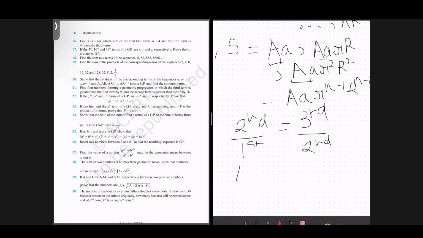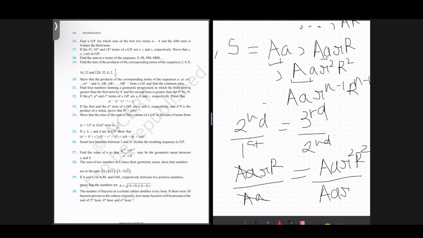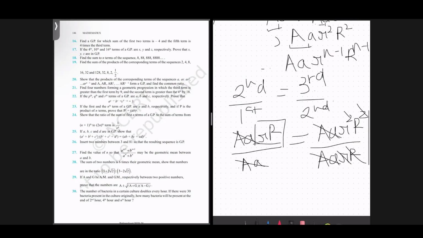So the second term is this, right? And the first term is small a, capital A. A gets cancelled. So on the LHS, you have small r, capital R, and the third term divided by the second term is going to be a capital A r square capital R square, and the second term is a capital A r capital R, right? A and A get cancelled, r gets cancelled one time, and similarly on the RHS also you have small r, capital R. So small r, capital R equates on both the LHS and RHS, and that is going to be your common ratio.